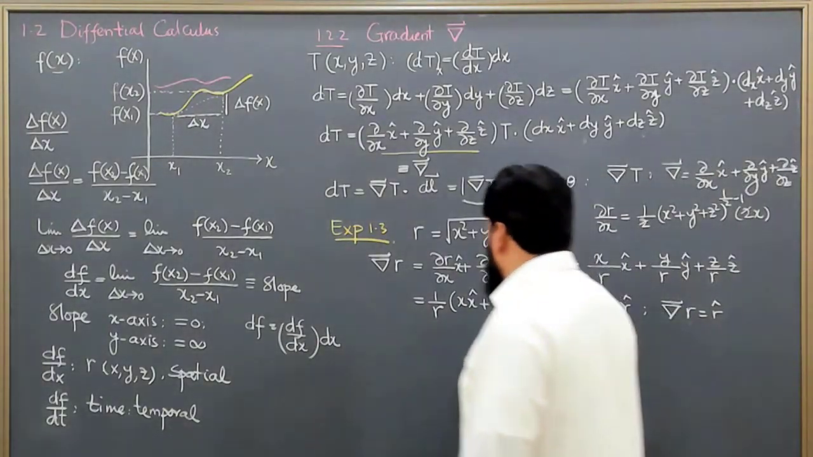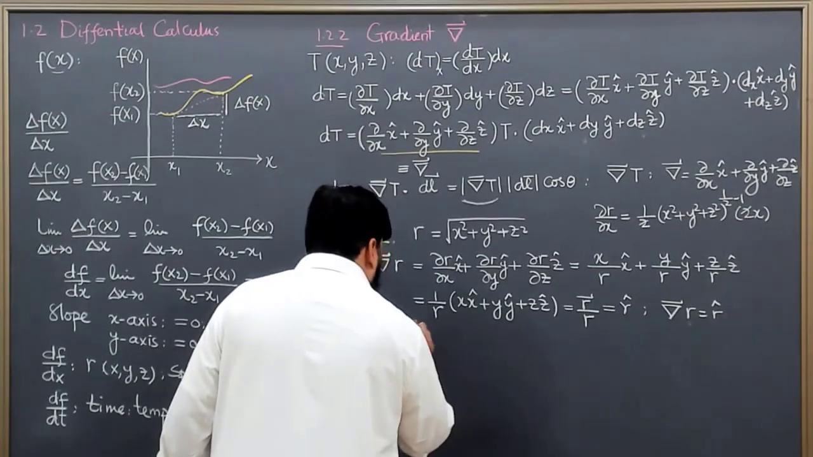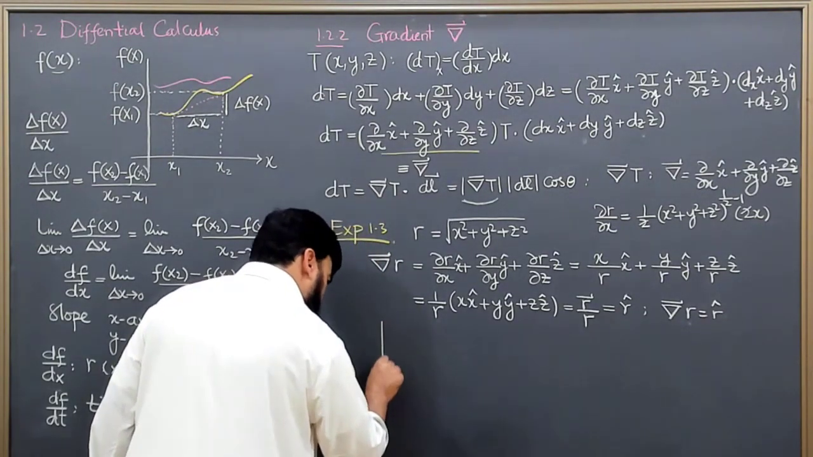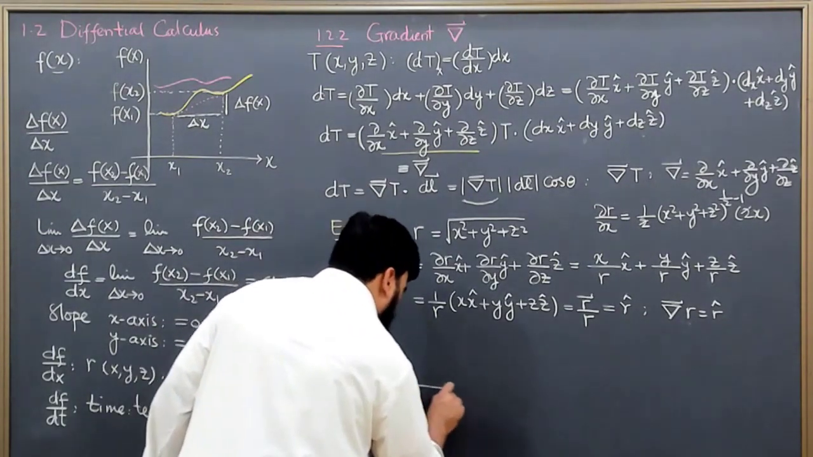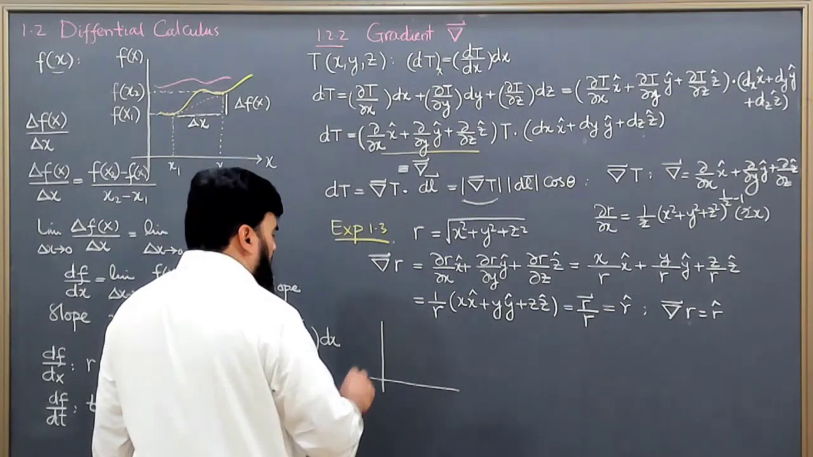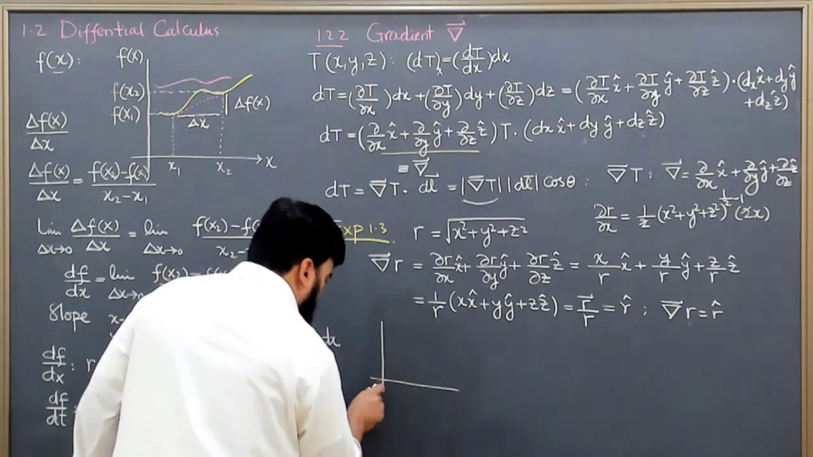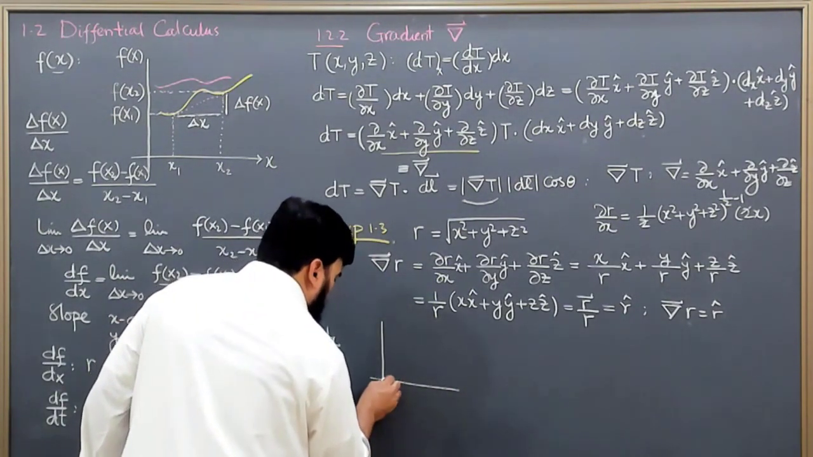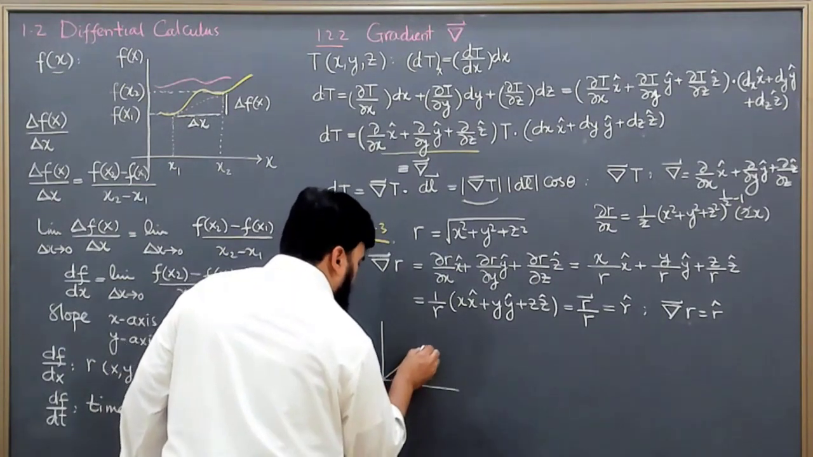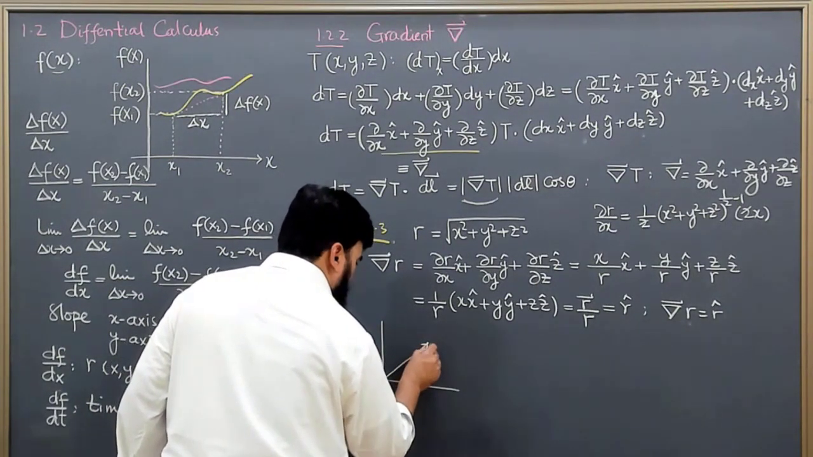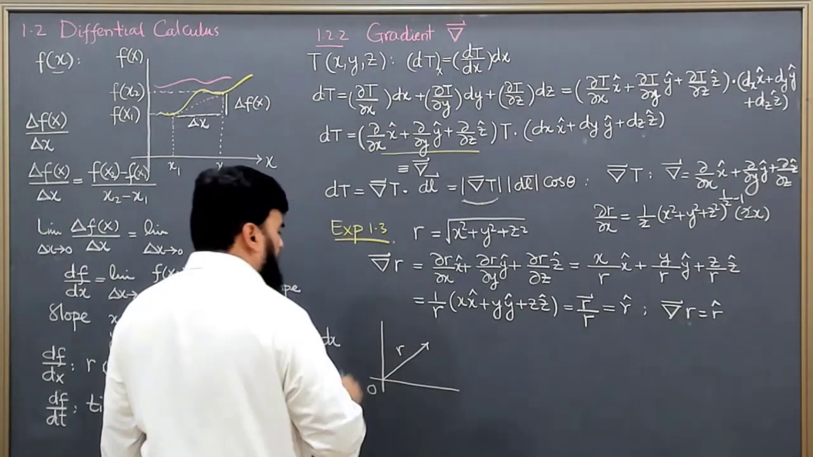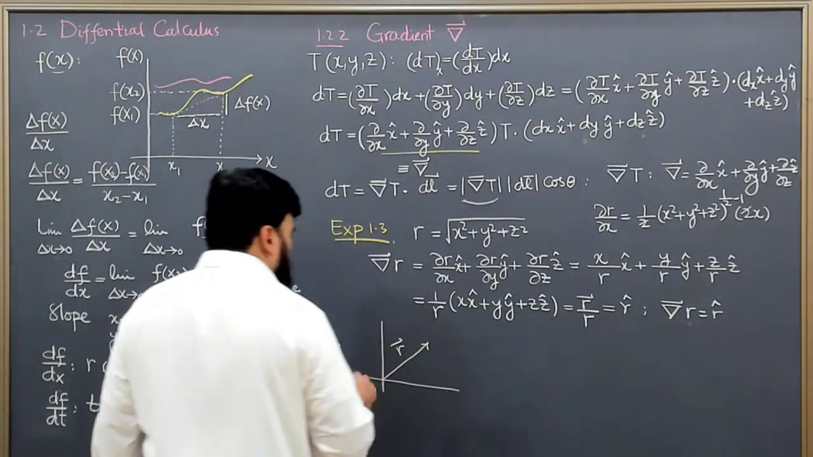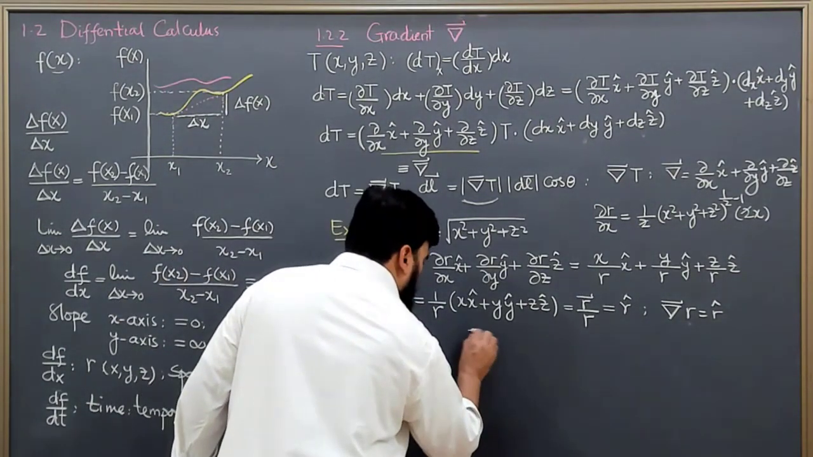So if this is our coordinate system, and here we are having our function, the position vector, let's say this is O, and this is our vector r, so its magnitude is r.